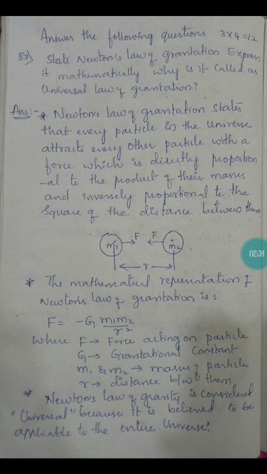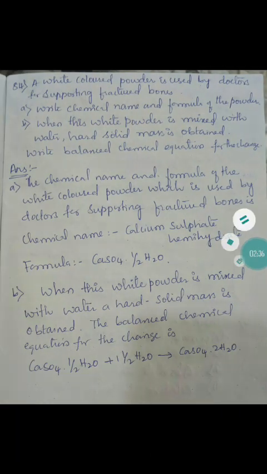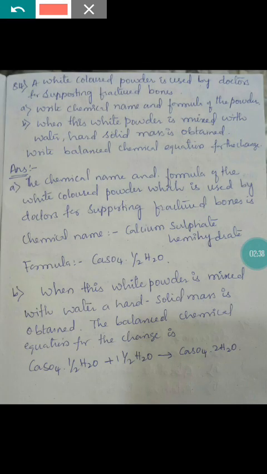Now let's move to question number 84. This is the last bit of the question paper. In this bit you are going to have only 3 questions for 4 marks. So 4 3s are 12, we are going to get the marks here.